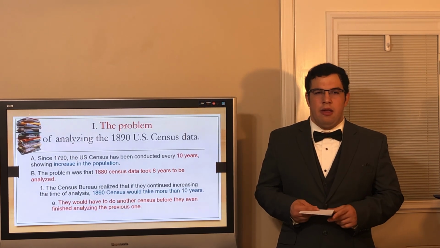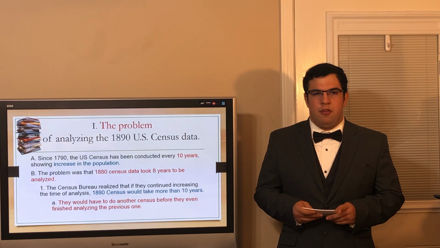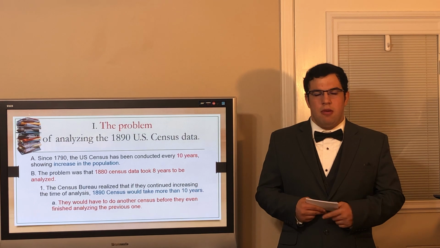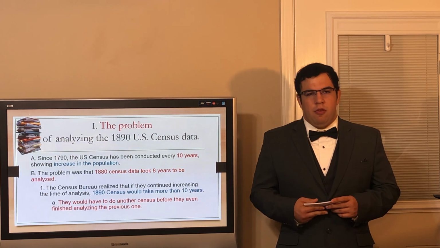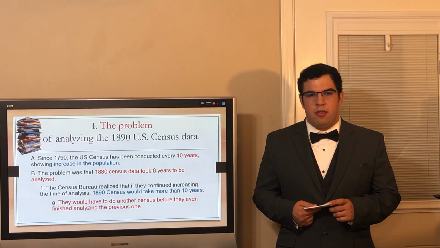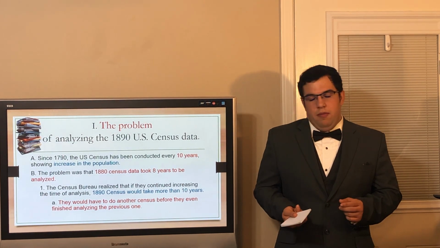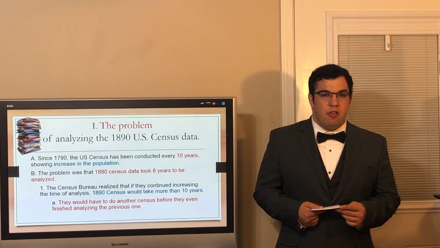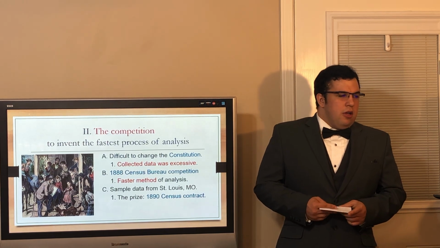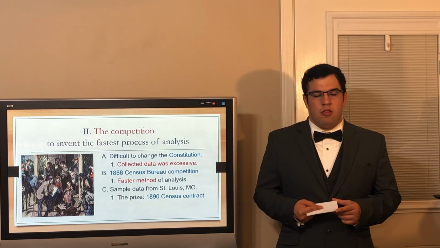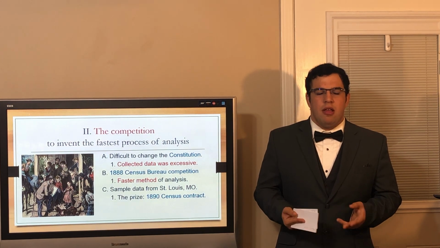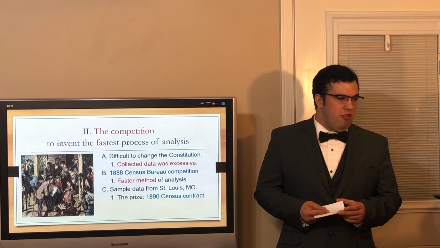Since 1790, the U.S. has been keeping track of their citizens through a census. In 1880, it took 8 years for the census to be completed. In 1890, they calculated it would take 10 years for the census to be completed. In short, they would have to do another census before the previous census was completed. To have a solution for this problem, they decided to make up a competition since they couldn't change the Constitution.